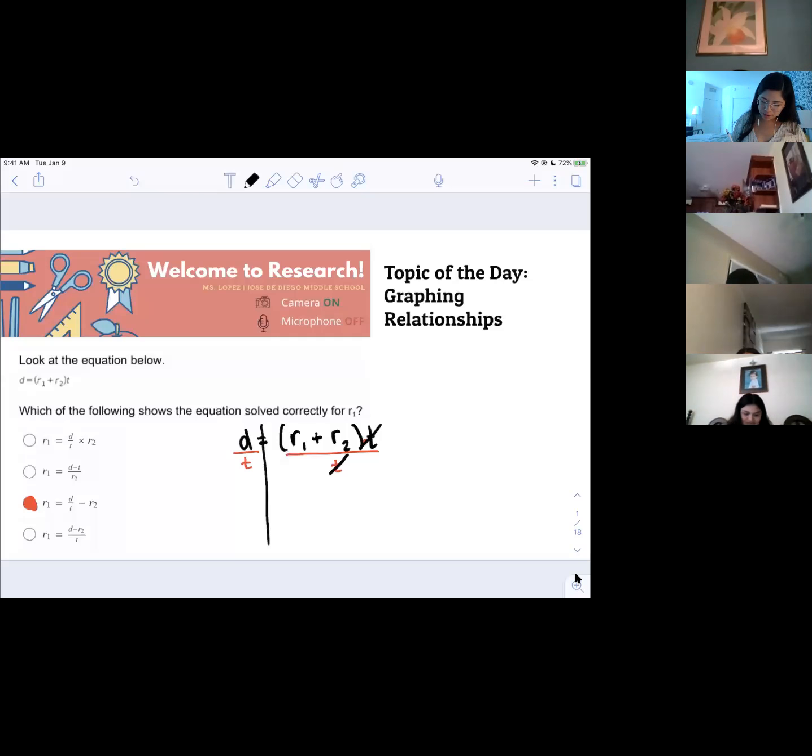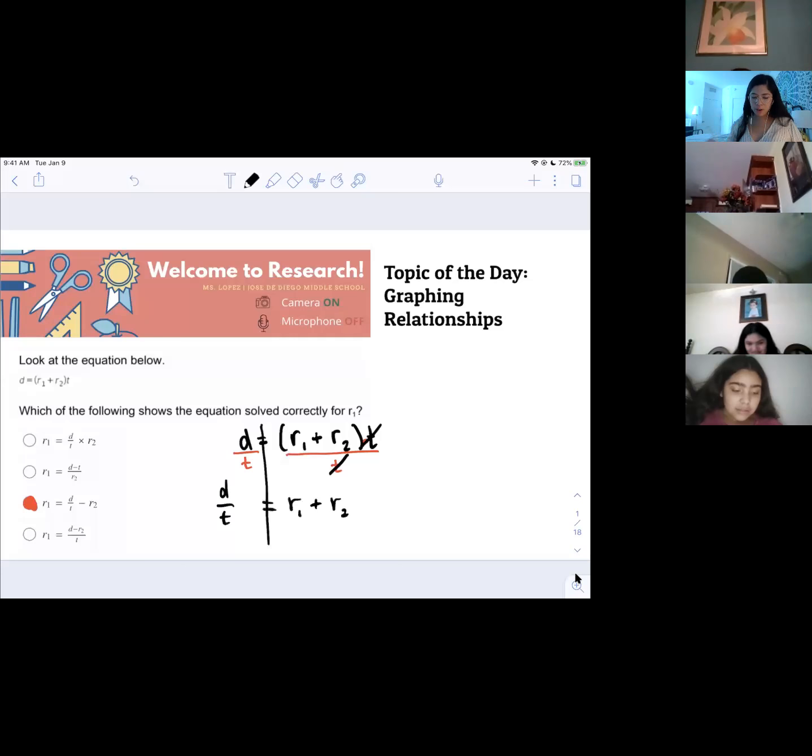Okay, so then I have D over T equals R1 plus R2, which means I'm almost there. I almost have R1 by itself. What's the only thing that needs to go away now? R2. Right, and how do I get rid of R2? Subtract it. Perfect. I'm going to subtract R2 on both sides, and that's going to help me cancel out R2. And now I have D over T minus R2. So that's why answer choice C is the correct answer choice. The other ones were trying to play with your mind a little bit and make you think it might have been a different thing.